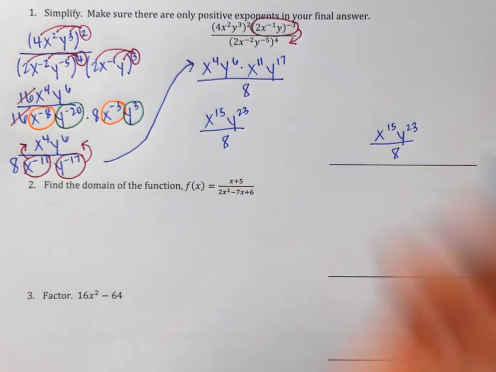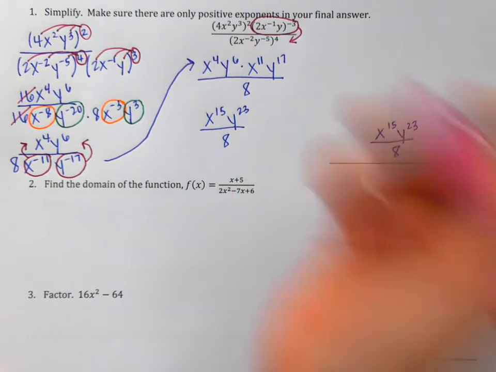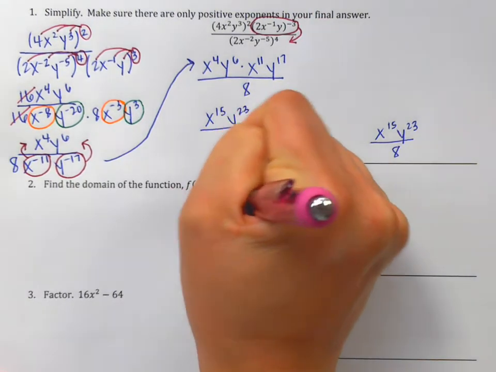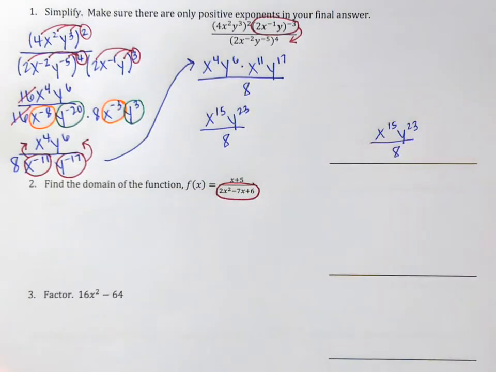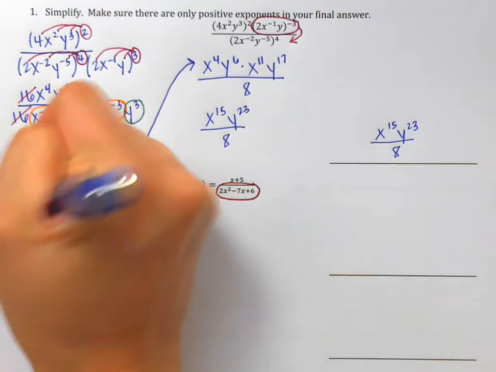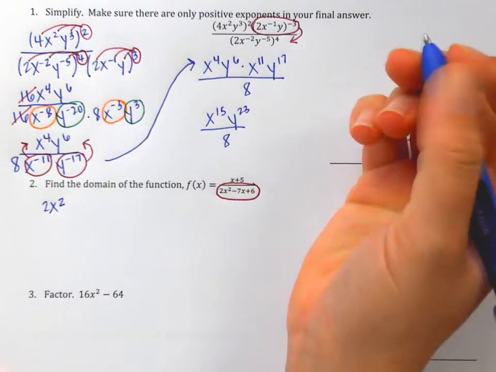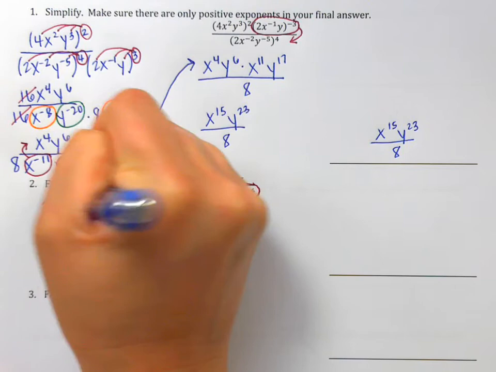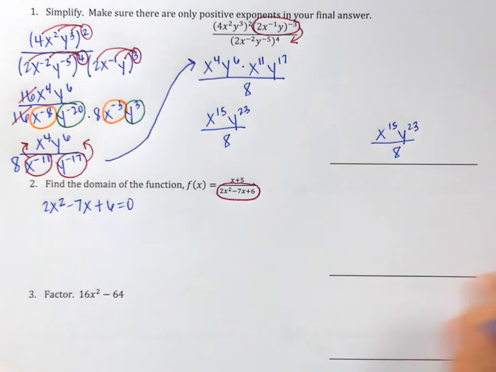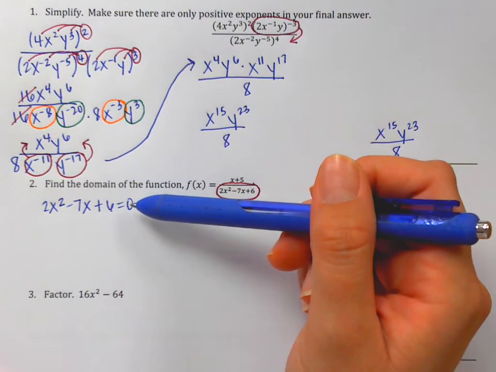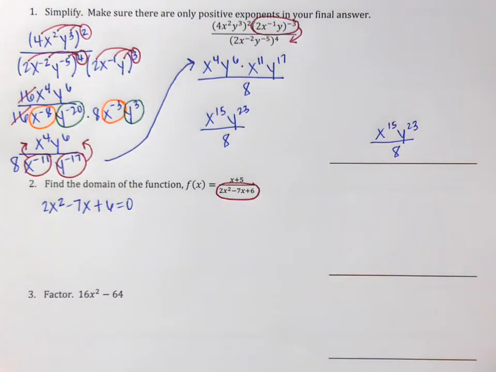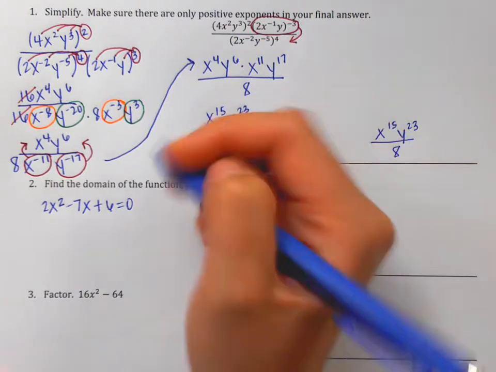So what we do is we just take our denominator. All we're looking at is the denominator here, and then we're going to set that equal to 0. So 2x squared minus 7x plus 6 equals 0. Whenever we have a quadratic set equal to 0 and we want to solve for x, we can either solve this by factoring or by using the quadratic formula. Now I would prefer to factor, so I'm going to try factoring first.